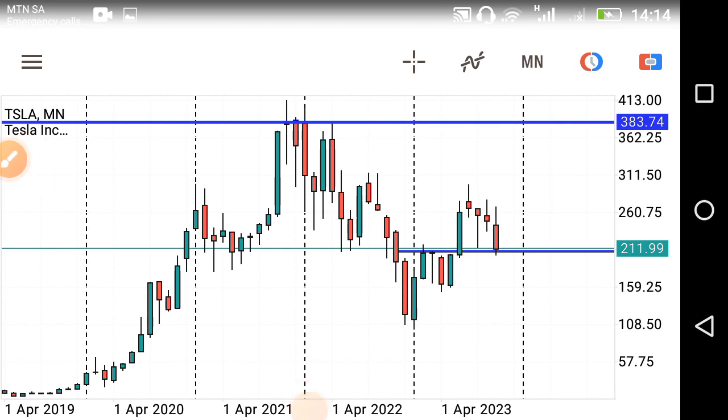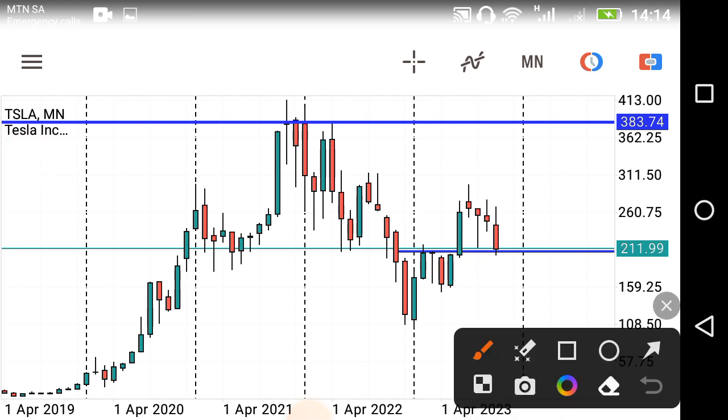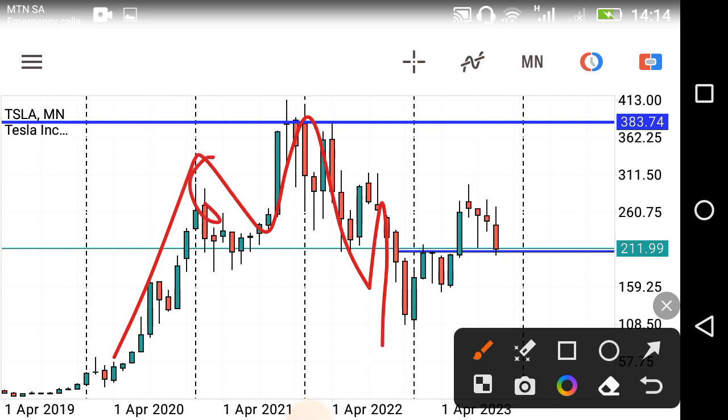This video is based on the technical analysis of Tesla. And as you guys know, Tesla is a tech company that's listed on the Nasdaq Stock Exchange. At this point in time, we are on the monthly chart. On this chart, we can see that the market in the past had given us this head and shoulders pattern, with this side being the left shoulder, this being the head, and the right shoulder being at this point.